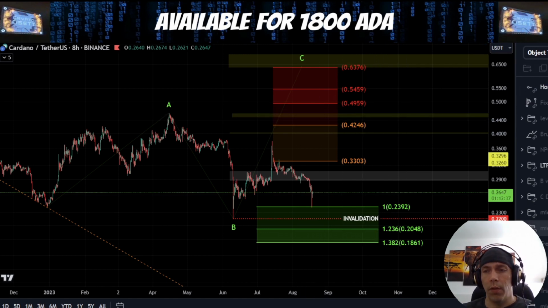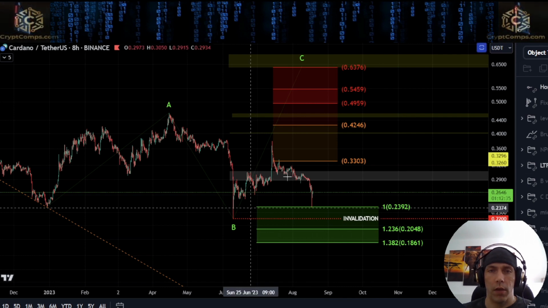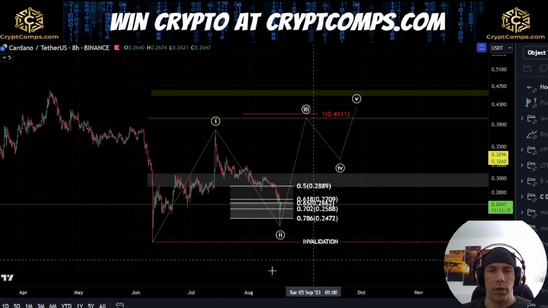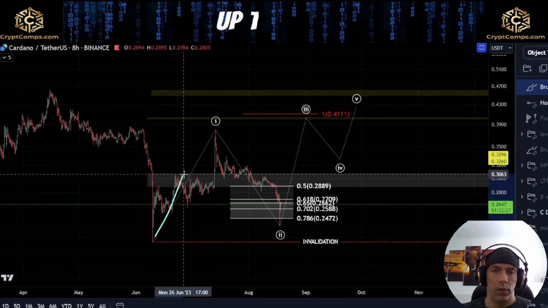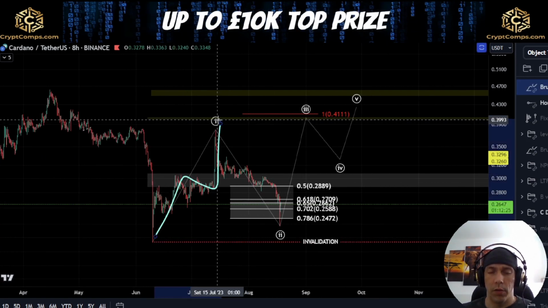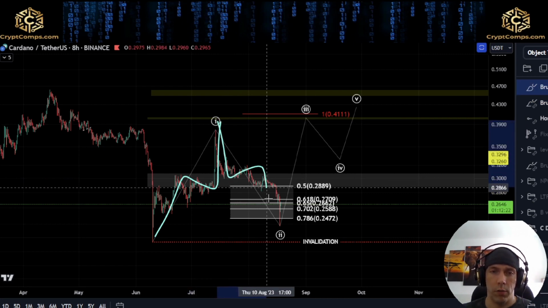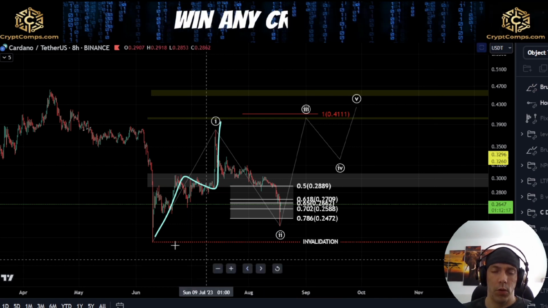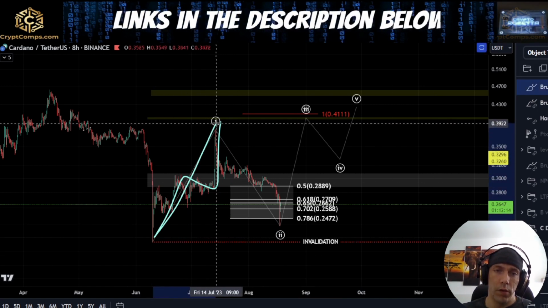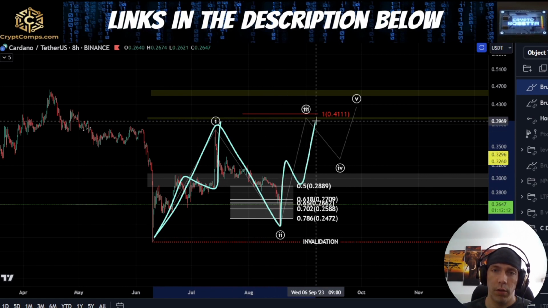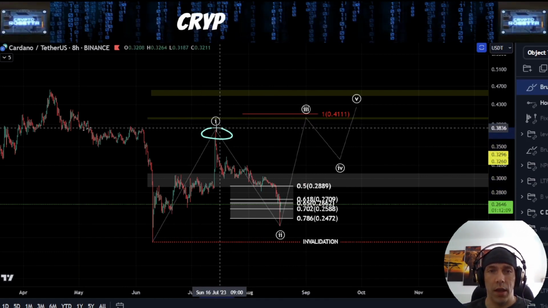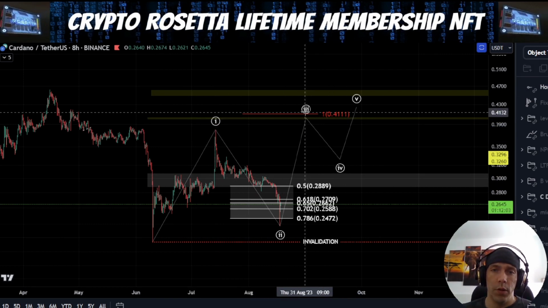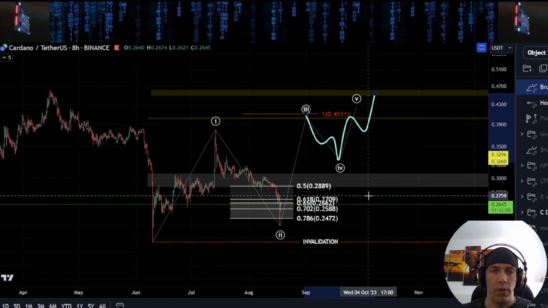But the problem within here is that if we look at this as a C wave to the upside, we'd have to say that we're going to get something like this as a diagonal pattern. Within this, we can argue this is ABC up into this high here, in which case we'd be looking for another 3-wave move to the downside, which we do have at the moment, and this would only remain valid for as long as we hold this 22 cents. If we hold this level, we could see another 3-wave move to the upside, which would ideally take the high of this wave 1 but not cross this 41.11, and then we'd be looking for 3 waves down and then another 3-wave move to the upside.